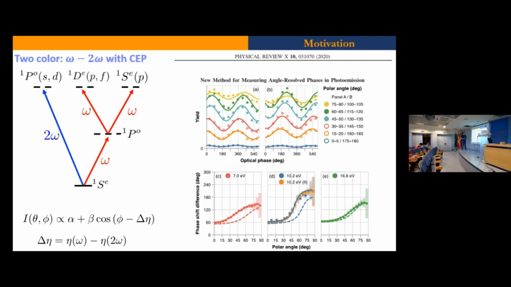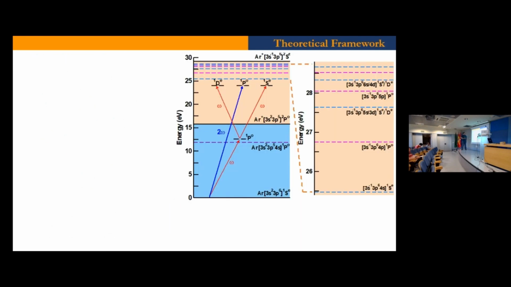Okay, so they measured the angular distributions in neon, and the idea was to fit them to this expression, which again is easy to prove will behave like this. And from that you can get the phase difference between the two quantum paths. Okay, so we're going to do the same in argon.